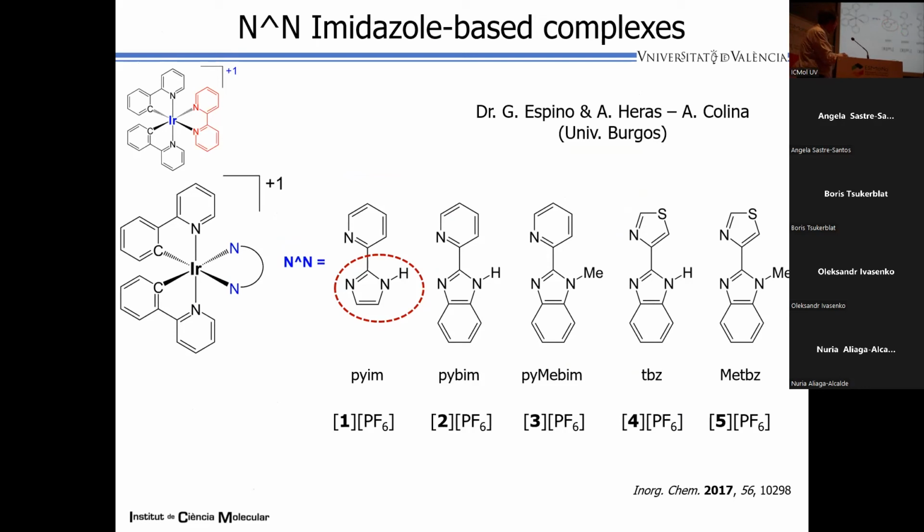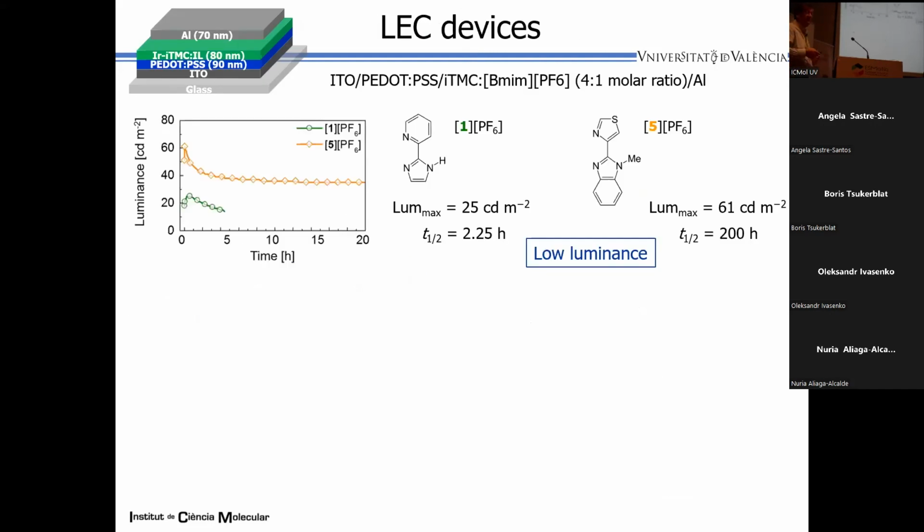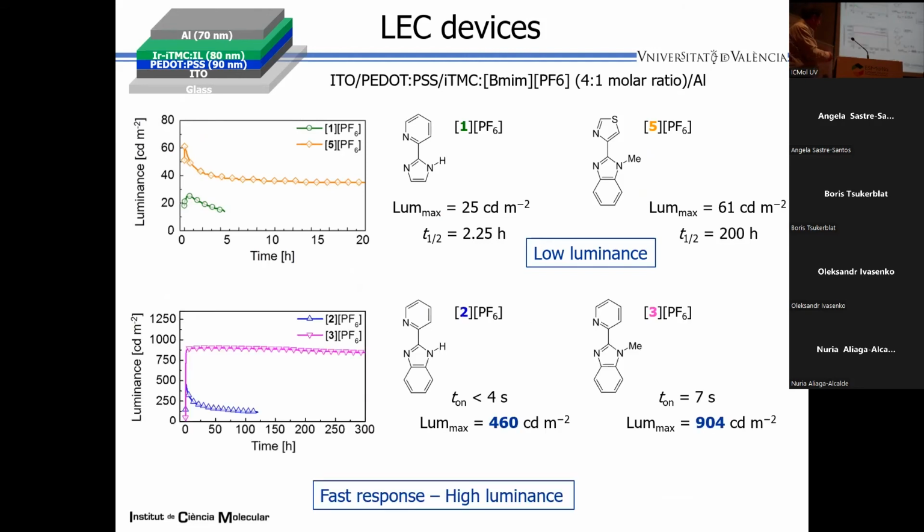In those complexes, you also have a thiazole ring, from 1 to 5. They are incorporated in LEC devices, and the results you obtain in the device are completely different. For complex 1, the luminescence is very low, and the lifetime is only 2 hours. For complex 5, the luminescence is also low, but the lifetime is larger. And when you go to the complexes with the benzimidazole unit, but not the thiazole, the luminescence has increased one order of magnitude; you have high luminescence.